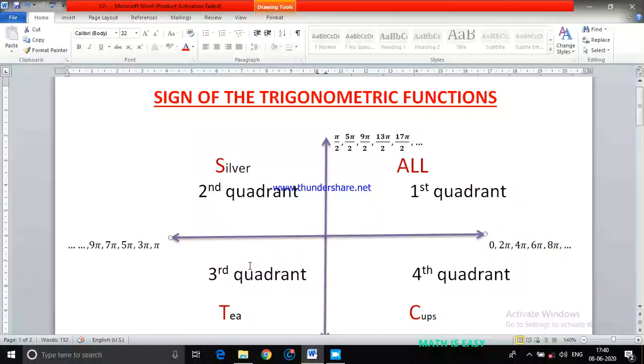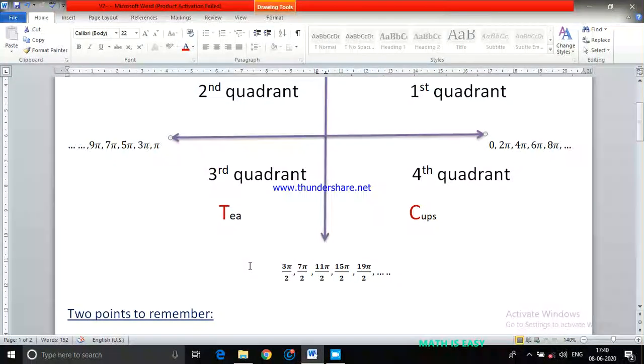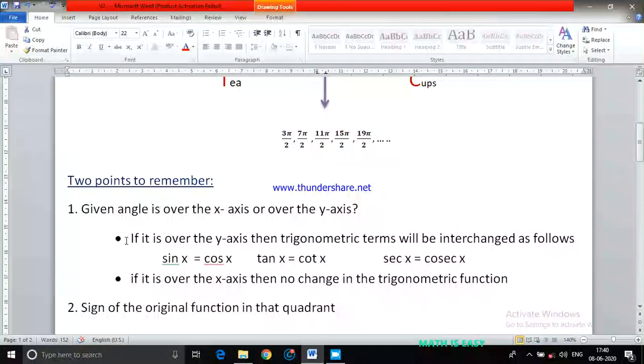So crossing the x-axis, the trigonometric functions won't change. Sine remains sine, cos remains cos, tan remains tan, cot remains cot, and cosecant and sec remain as cosecant and sec only. So that is the first point to remember.